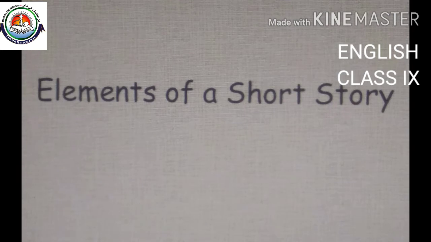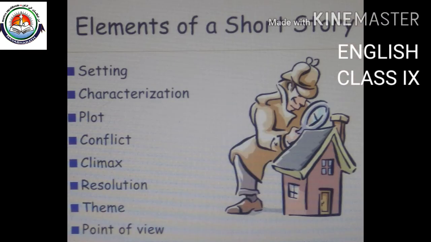First of all, let us see the important elements of a short story. We have 5 most important key elements in story writing, and they are character, setting, plot, conflict, and theme. We have a lot more, but these 5 are the most important ones.